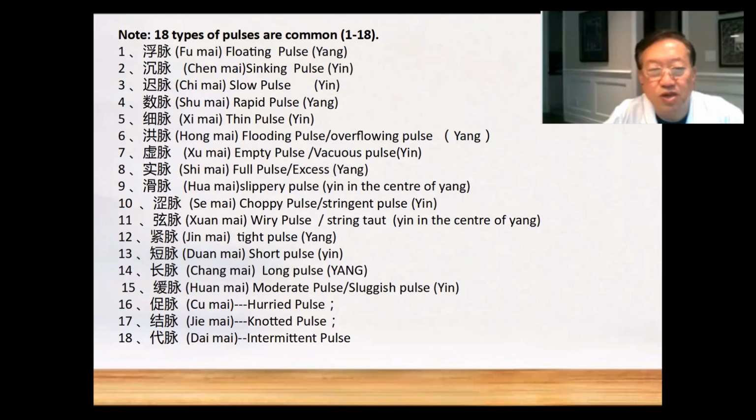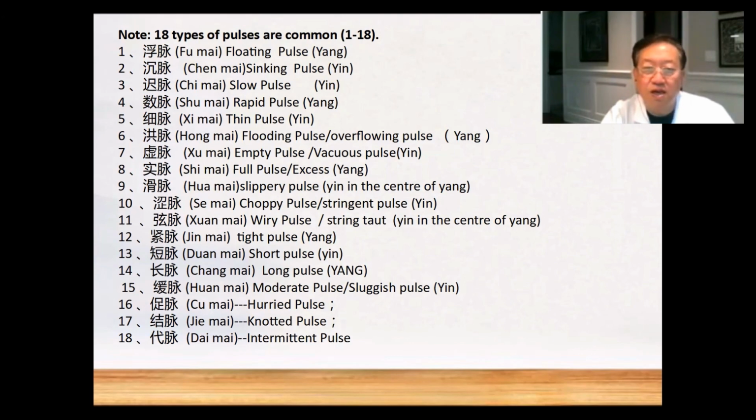6. Hongmai, or flooding pulse or overflowing pulse in the yang category. 7. Xumai, empty pulse in the yin category. 8. Shimai, full pulse or excess pulse in the yang category. 9. Huamai, slippery pulse, yin in the center of yang. 10. Semai, choppy pulse in the category of yin. 11. Xuan or wiry pulse, yin in the center of yang.